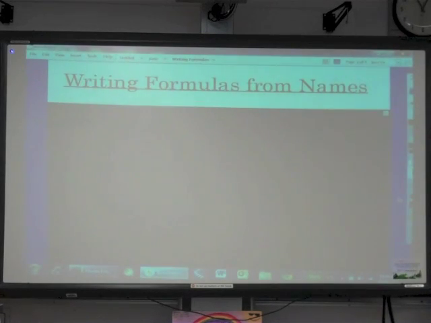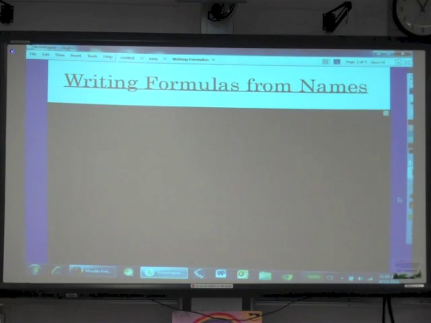Our title today is Writing Formulas from Names. So today we're going to go the opposite direction. We are going to get the name of the compound, and then from the name we will write the formula. We're going to do all three types of compounds today.